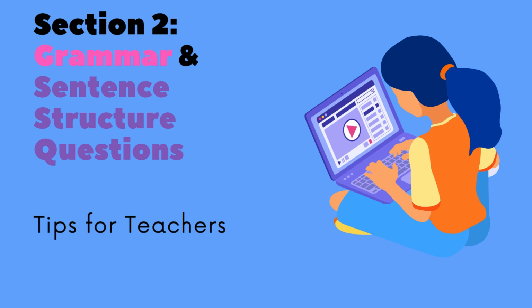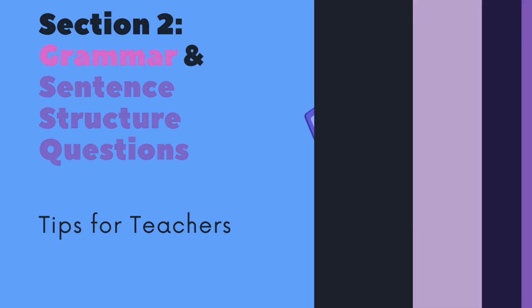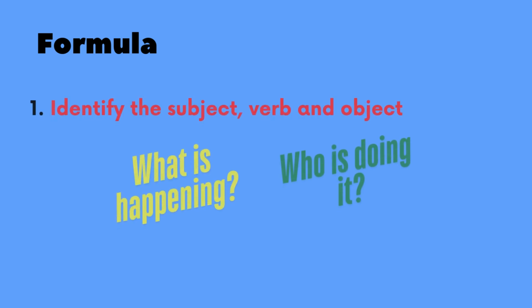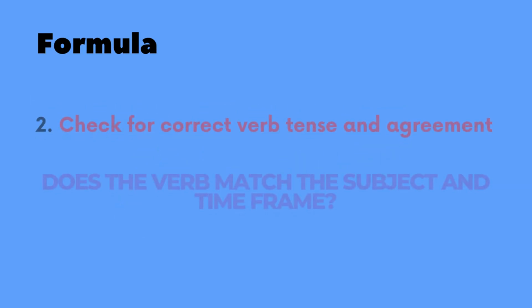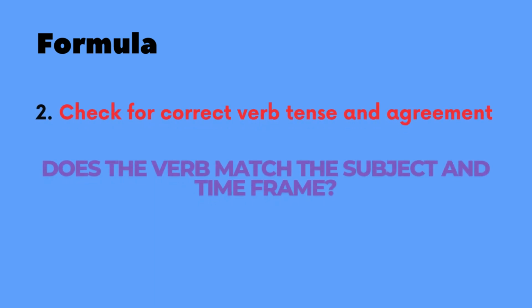So the formula to tackling grammar and sentence structure questions starts with 1. Identifying the subject, verb, and object. So when you identify the subject, verb, and object, what it means is you ask yourself what action is happening in the sentence and who is doing it. So what action is happening, you're looking at the verb, who is doing, you're looking at the subject, and to whom is that happening, the action taking place. So that would be your object.